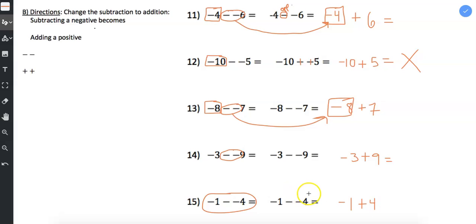So finally, just remember, if you want to fill in this section, if this is still helpful to you, if you still need this, then go ahead, by all means, fill in adding the opposite. But if you're ready to go right to this step, to changing -1 minus a -4 to -1 plus 4, by all means, go ahead and move to changing it directly from here to here.